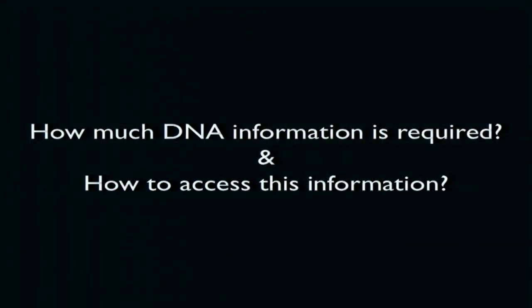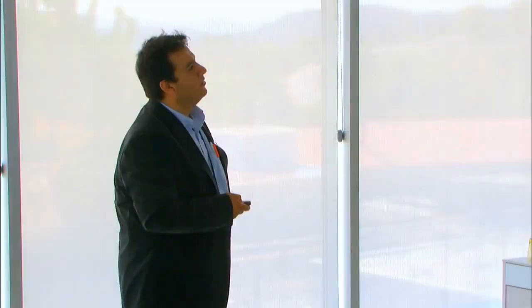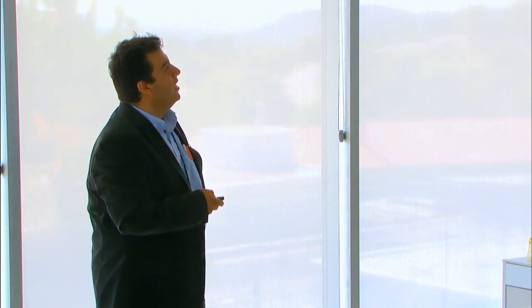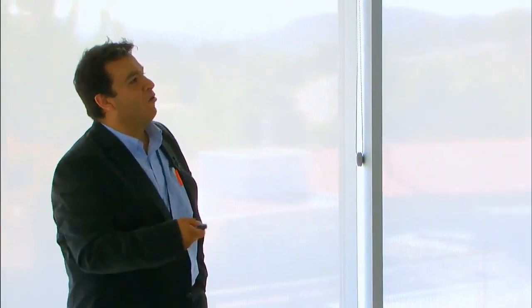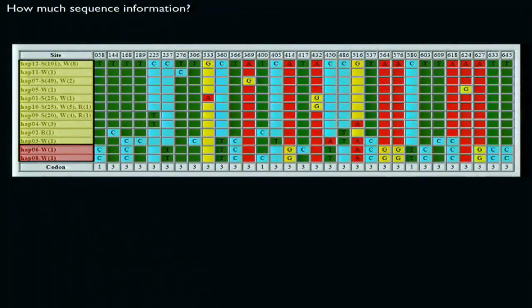And that brings me to the next topic of discussion: how much DNA information do we need and how to access it. I think this is a fundamental question that we need to ask in terms of genomics. It's been asked, but there is more to do in terms of the design and architecture of these systems. Here I have basically raw data: the alignment of variable sequences. These are haplotypes of two different species, and these are closely related species.